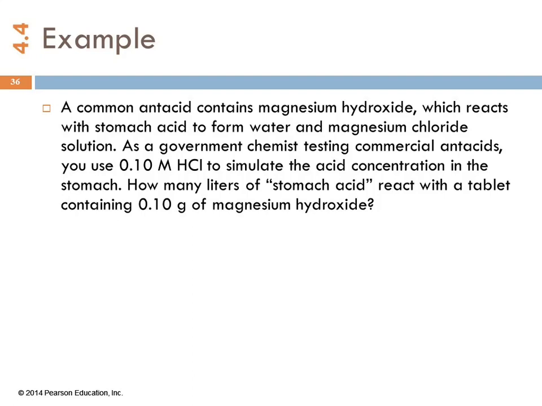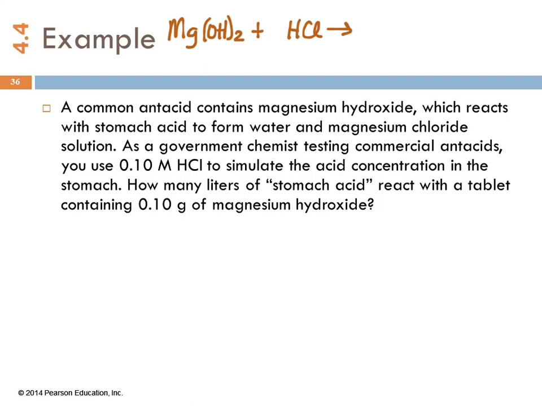We need a chemical equation. We've got magnesium hydroxide. We're told that it reacts with stomach acid, forming water and magnesium chloride. So what is the formula for magnesium hydroxide? Mg. And what's the charge on magnesium? +2. And hydroxide has what charge? -1. So we're going to need 2 of the OHs. So magnesium hydroxide. And for the stomach acid, we're using HCl.